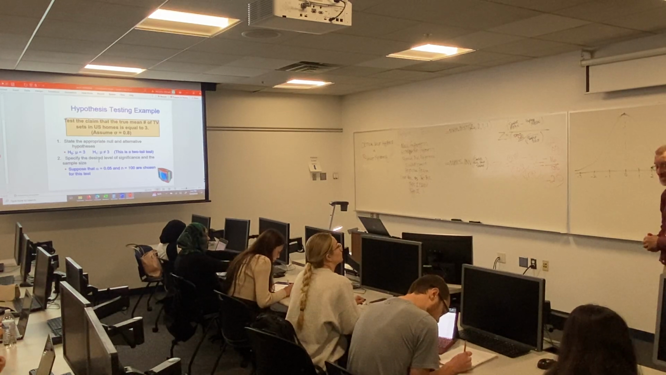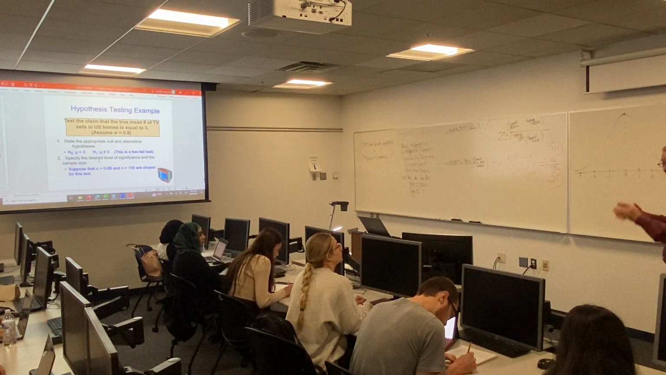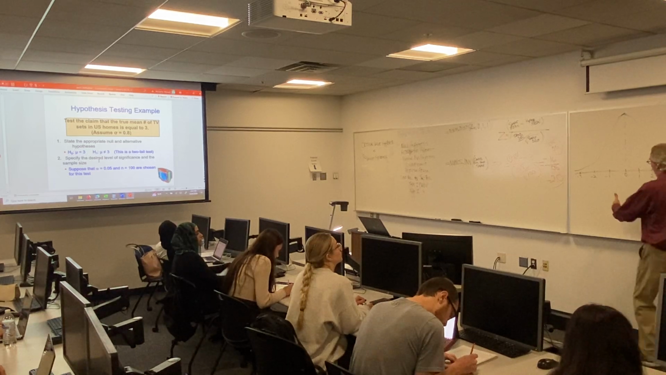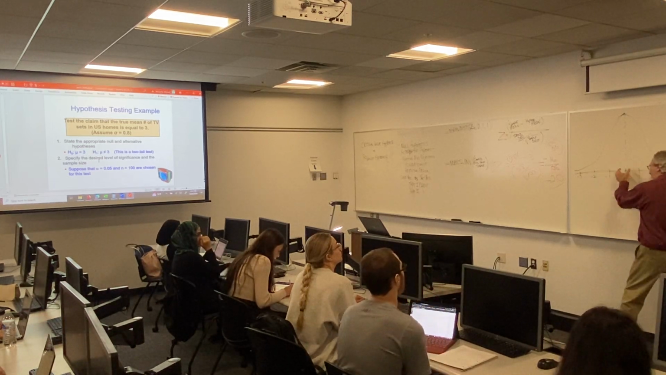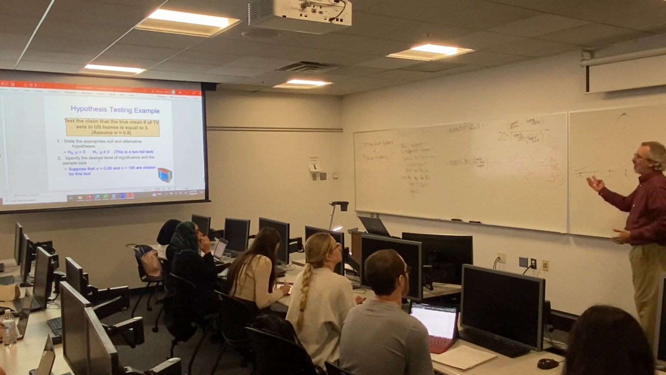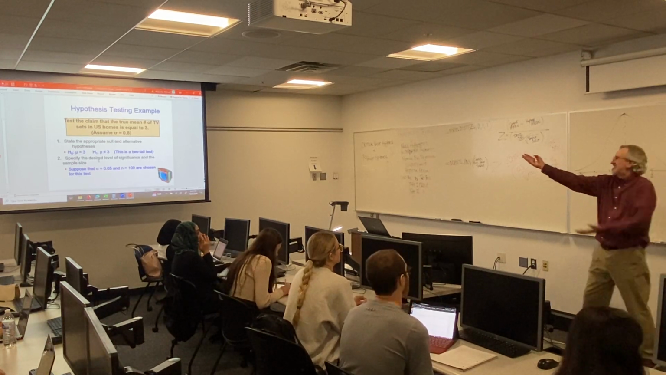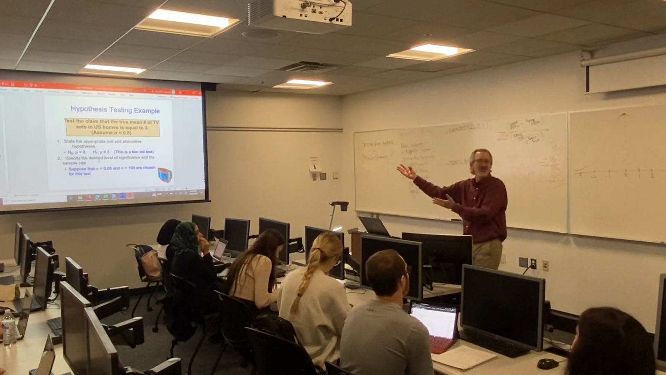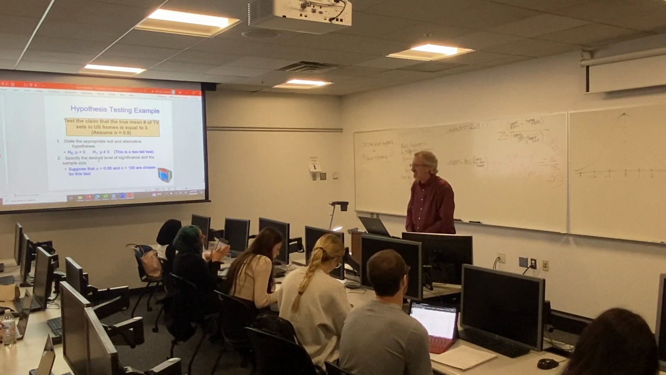You're either rejecting it or not rejecting it. Here it is. If 2.84 is too close to 3 TVs, the null, we cannot reject it. We don't have evidence to prove that wrong. Yes, 2.84 is not 3, but it's too close to 3. We can't reject 3 TVs.